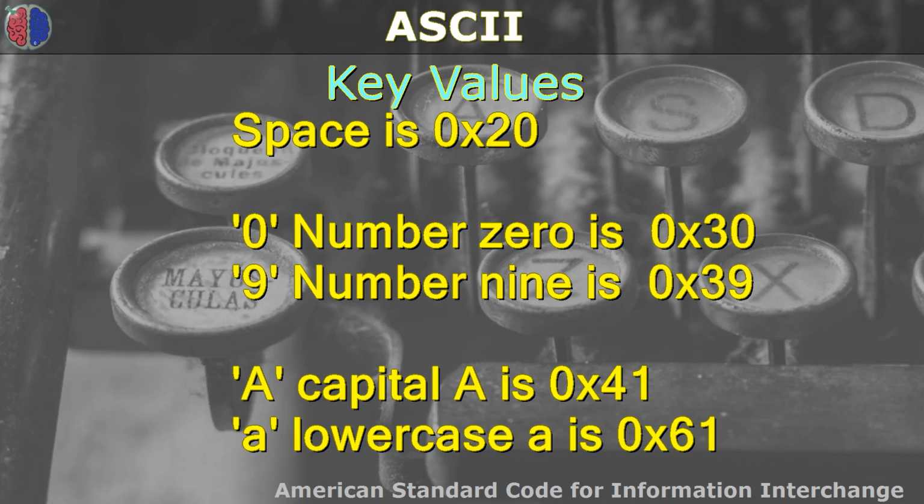And if you remember these 5 key points, which really I think of as 3, you just got to know space is 20, 0 starts at 30. You'll know that 9 automatically, if you know 0 starts at 30, 9 ends at 39. And if you know the uppercase A and the lowercase a are 41 and 61, that's it.